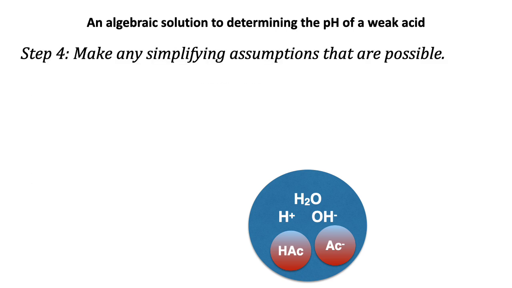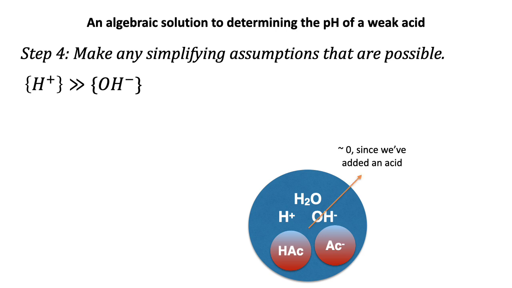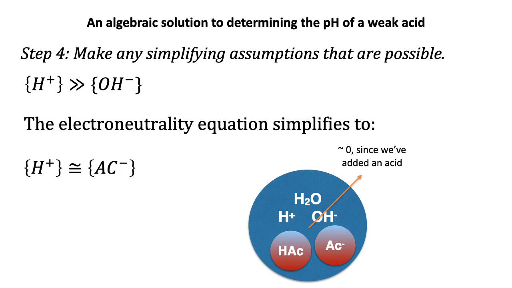Next, we'll make our simplifying assumptions. First, since we've added an acid to the solution, it's probably likely that the base concentration, OH-, is going to be approximately 0, or negligible, since we've added the acid. This allows us to simplify the electroneutrality equation so that H+ is equal to AC-. Now we can take these terms and substitute them into our acid equilibrium constant and solve algebraically for this solution.